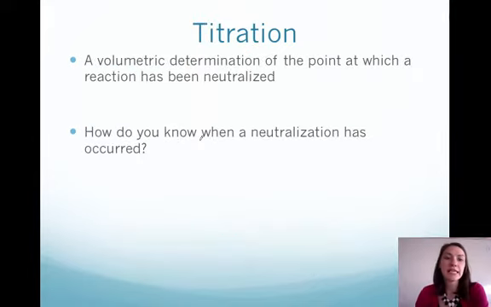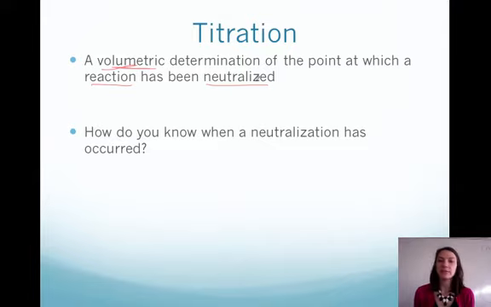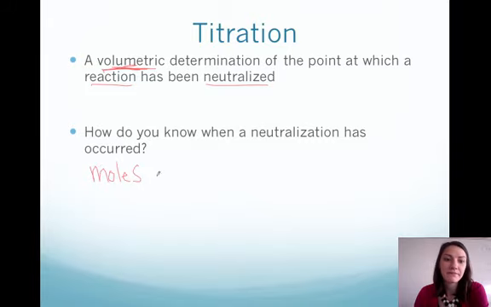So what a titration is, it's a way we measure volume to determine the point at which a reaction is neutralized, okay? So how much acid do we need to add to this base until we have a neutral solution? How much base do we need to add to this acid to get a neutral solution? And so we measure that in terms of volume, okay? And so how do we know when a neutralization has occurred? Well, that's when your moles of acid equals your moles of base.